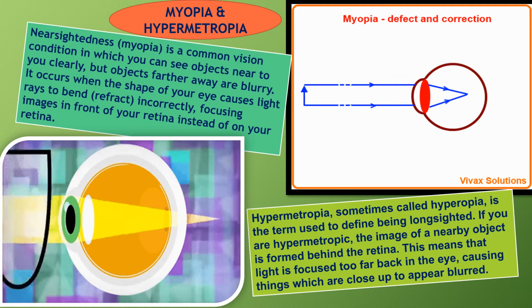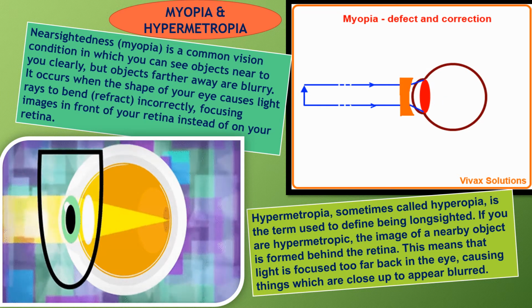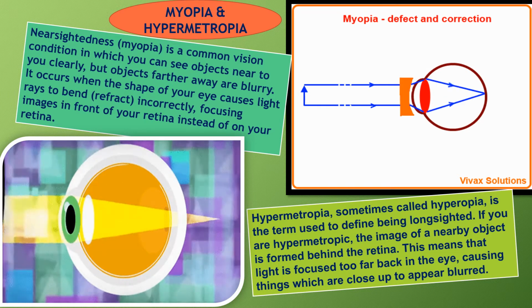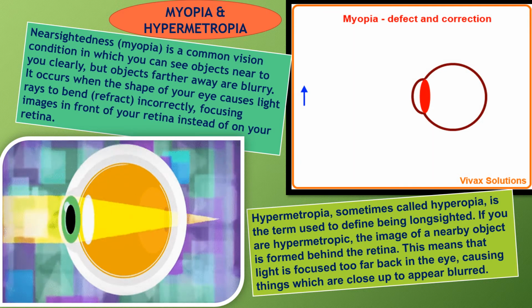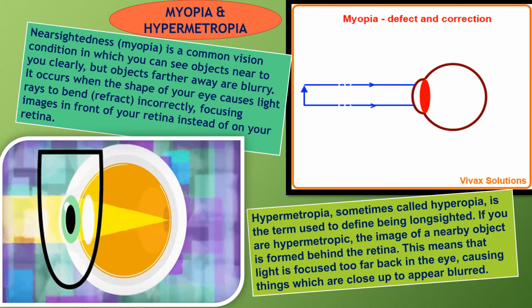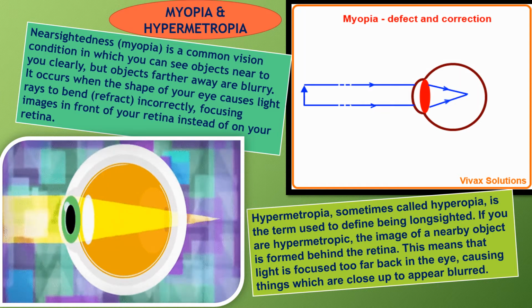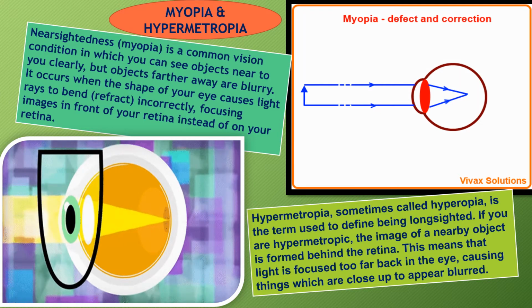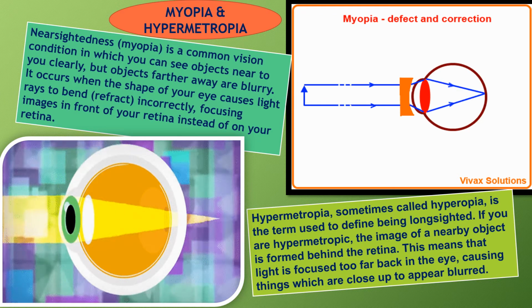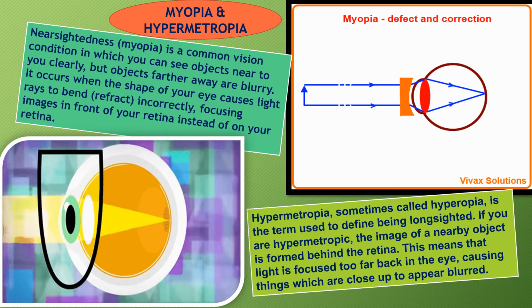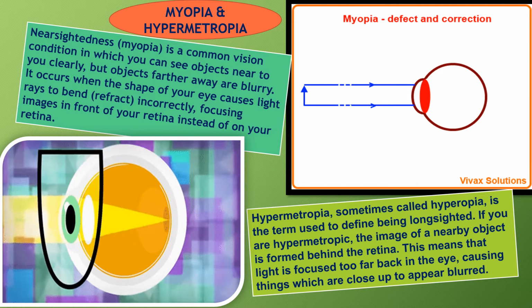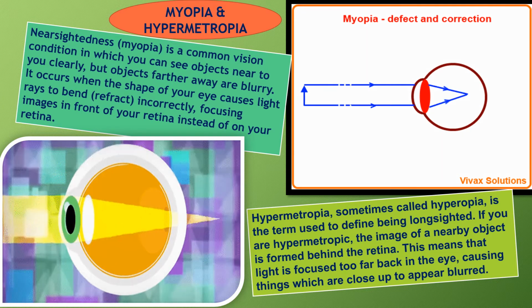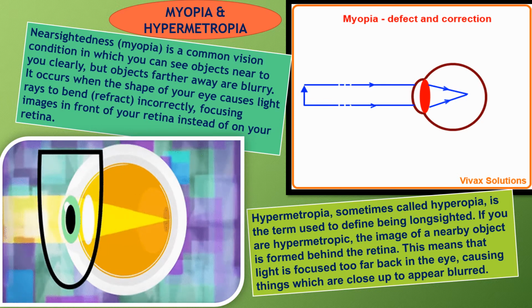So, the first eye defect we are going to discuss is myopia or nearsightedness. It is a common vision condition in which you can see objects near to you clearly, but objects farther away are blurry. It occurs when the shape of your eye causes light rays to bend or refract incorrectly, focusing images in front of your retina instead of on your retina.